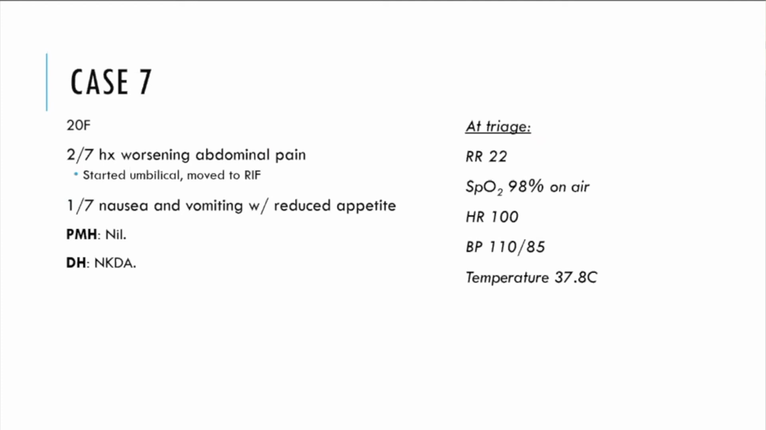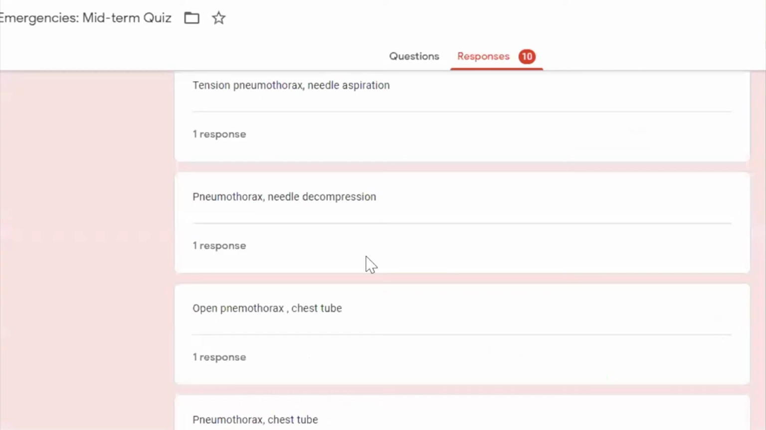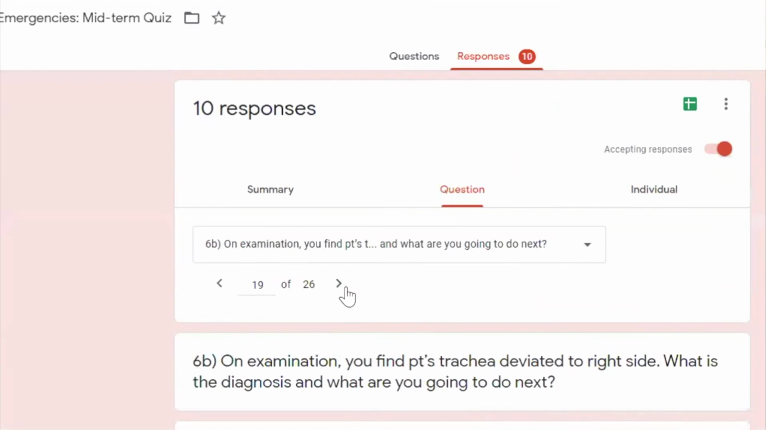20-year-old female, 2-day history of worsening abdominal pain. Started in the umbilical region, moved down to the right iliac fossa. They've had some nausea and vomiting and reduced appetite. No other past medical history or drug allergies. They're relatively stable, slightly tachycardic and normotensive, but they're ever so slightly pyrexial. What are the immediate next steps to aid diagnosis by the bedside? So what's literally the next first thing that you're going to do?